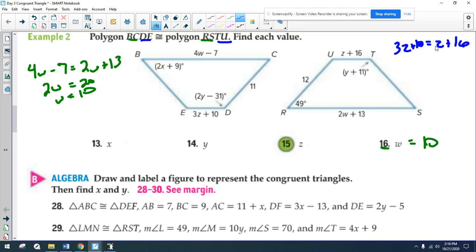Right? Okay. So minus the Z to get 2Z, minus the 10 from 16 to get 6. So Z is 3. Okay, next, I can find Y.